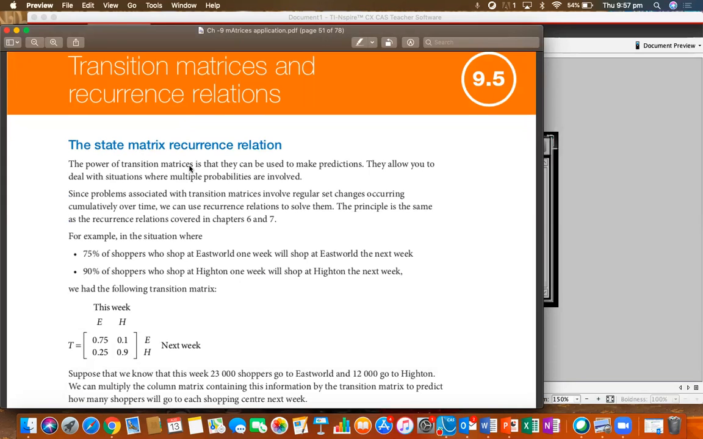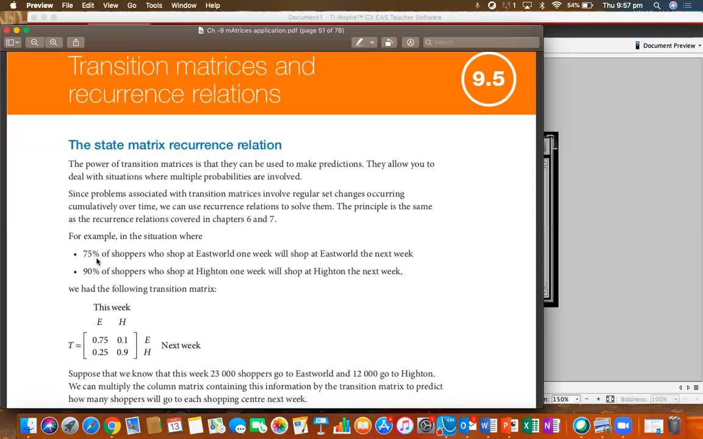Why are we using it? Because it helps us in predicting, so making some predictions. The power of transition matrices is that they can be used to make predictions. So you can use them to predict something.